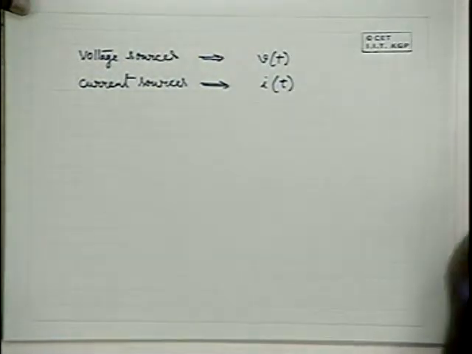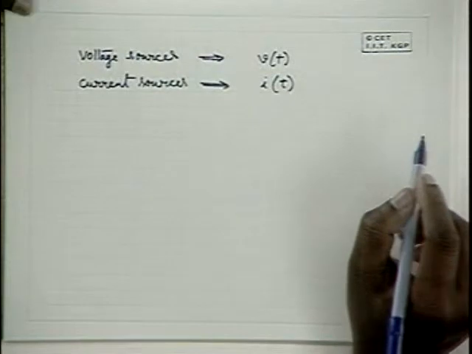Please note that if you have a voltage source and connect a resistance across it, the current flowing will be the source voltage Vt divided by the resistance R. Therefore, a voltage signal can be converted to a current signal. There is no doubt about it. Similarly, a current signal can be converted to a voltage signal by passing the current through a resistance.